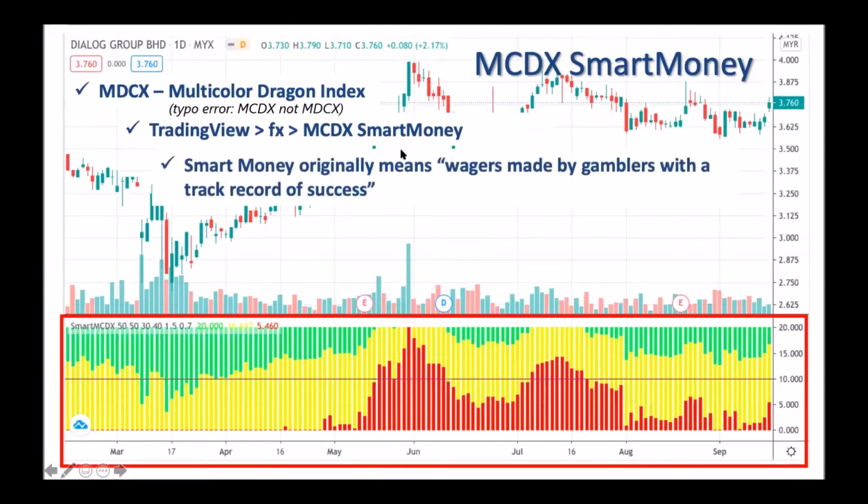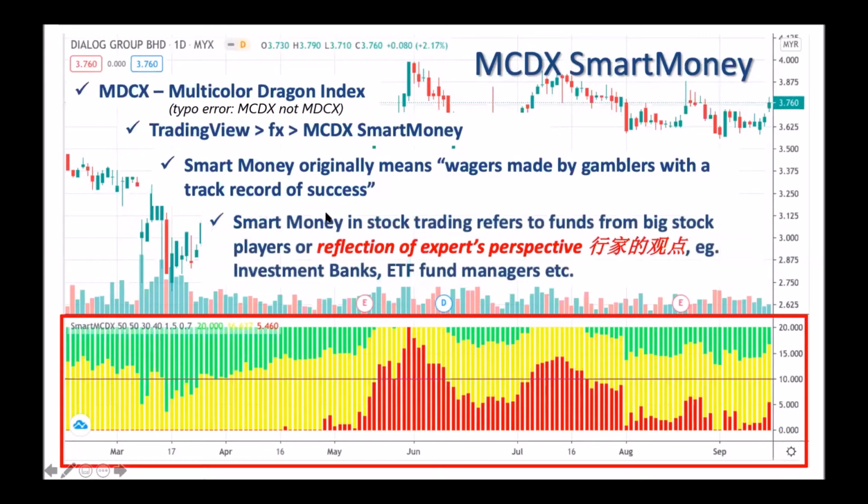Smart money literally originally meant wages, the profit made by a gambler with a trade of success. Smart money in stock trading refers to funds from big stock players, or it can be representative of the expert perspective, 行家的观点. This 行家 is those investment banks, ETF fund managers. Okay, so we put this setting into TradingView, we can see all this multi-color, actually 3 colors only, but they call it multi-color dragon index.